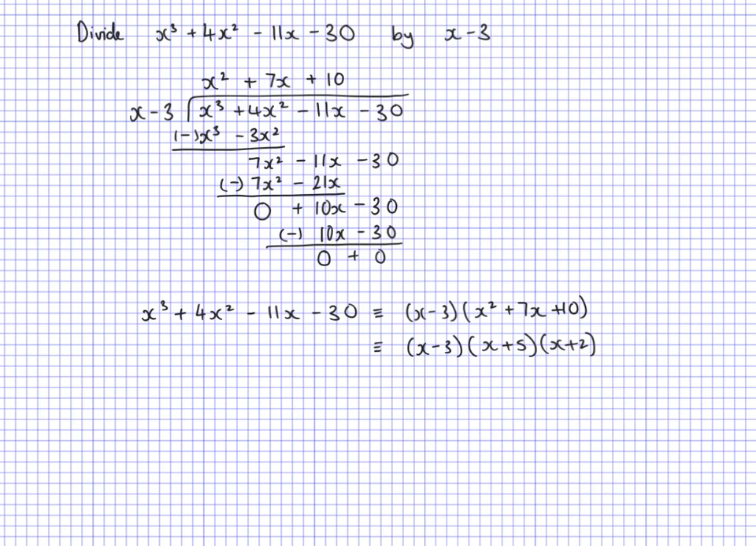So this is one thing you can use algebraic division for. When you know a factor of your polynomial, you can divide the polynomial by the factor and you will get another factor. This time I got a quadratic factor here, which I can see factorizes again. So if my task was to factorize fully x cubed plus 4x squared take away 11x take away 30, and I was told that x take away 3 was a linear factor of this expression, then this would be my answer. I've fully factorized it here.